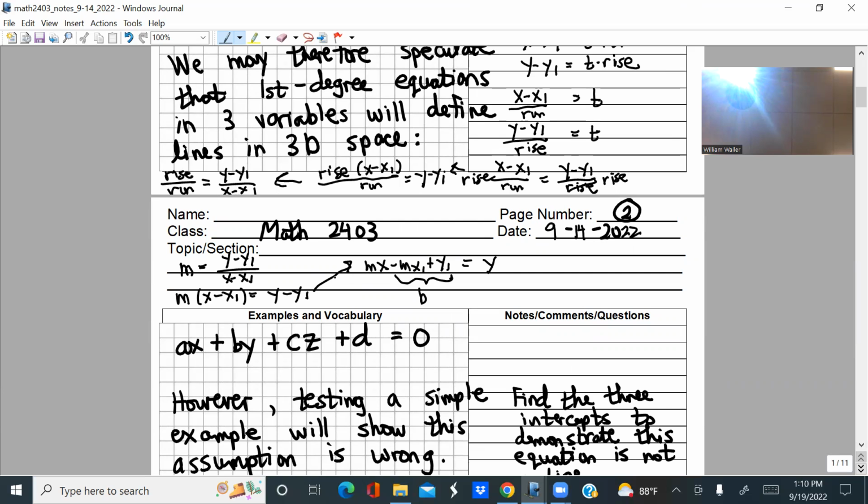Now you knew that already, right? You knew what equations for lines look like in 2 dimensions. But I just wanted to remind you how we know that equations for lines in 2 dimensions look like this, because we want to expand things to 3 dimensions.